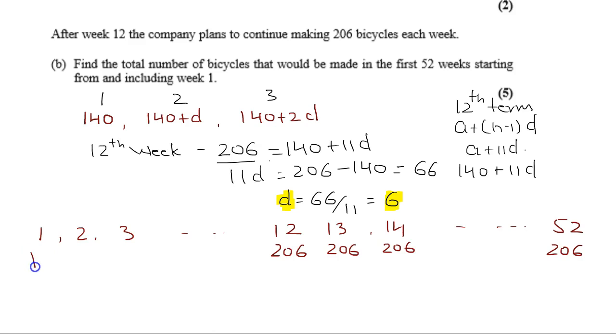So first we have to find the total number of bicycles made in 12 weeks. So S12 is n over 2, (2a plus (n minus 1)d).